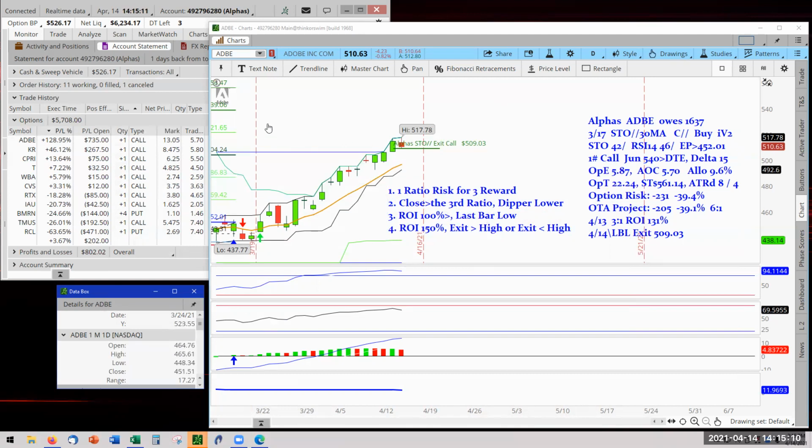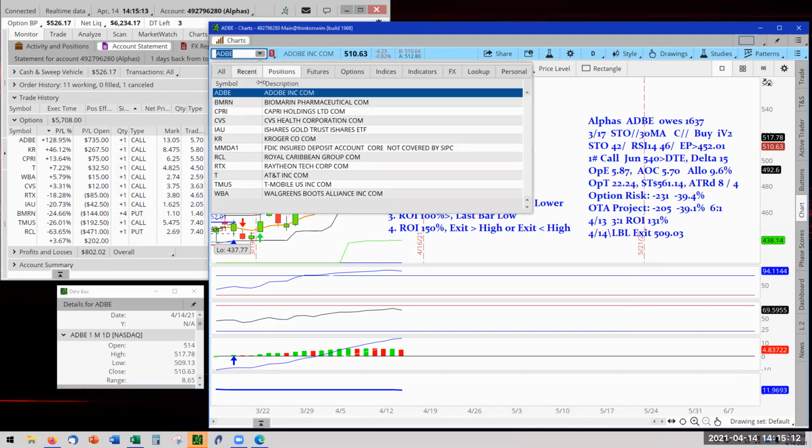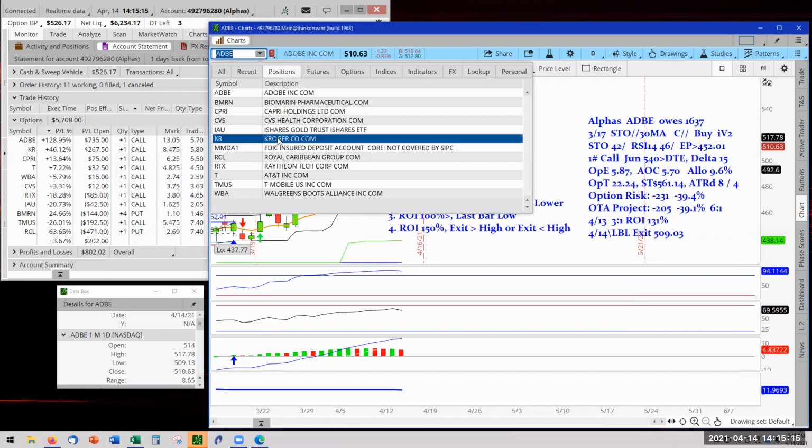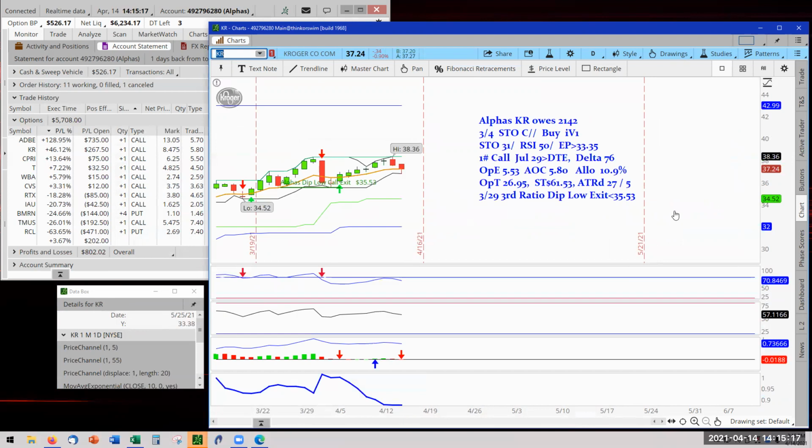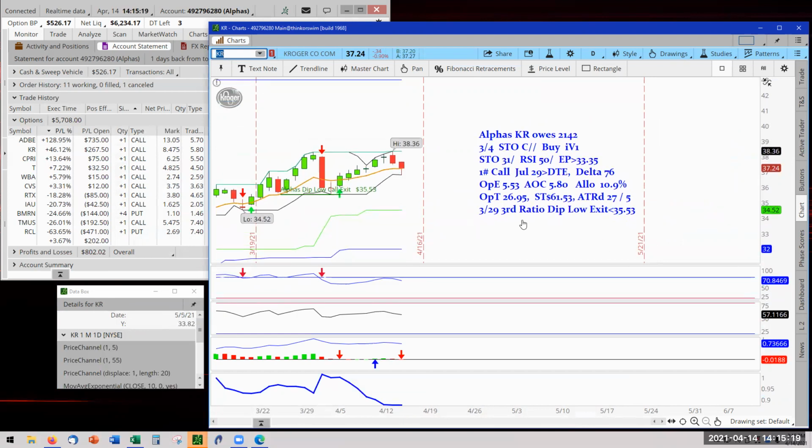All right, that takes us now to KR in the second position, and KR is right here. And remember, KR had reached the third ratio, so we're waiting for a higher low to form, higher than the 35.53, to move the stop to here. So we're looking for the opportunity to see if we can get a higher low here. We had a chance here, but it didn't happen.